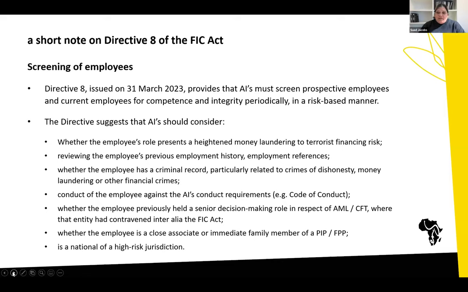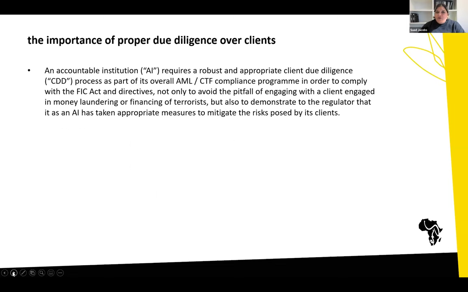That's everything that I'd like to chat to you about in respect of Directive 8. We'll now move on to the risk-based approach for screening clients. An accountable institution requires a robust and appropriate due diligence process as part of its AML compliance program in order to comply with the FIC directives, to not only avoid the pitfall of engaging with clients engaged in money laundering, terrorist financing or proliferation financing, but also to demonstrate to the regulator that it has taken appropriate steps to mitigate the risk.